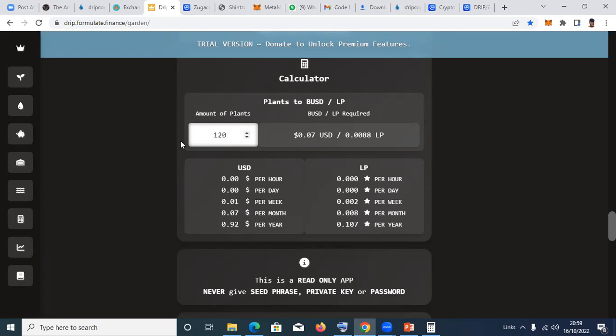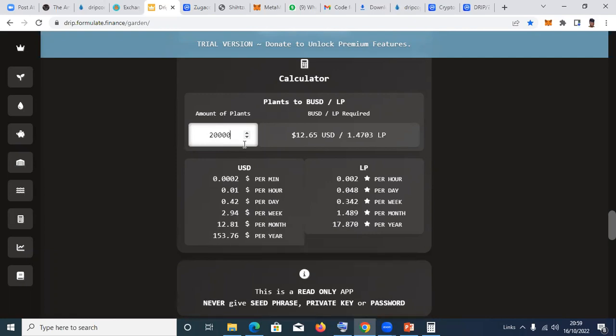I think the best way to start on the drip network, drip garden, is with at least $126. At least this one can give you $4 per day, and then per week it can give you $29 per week. And then it can give you 128.13 per month. That's on the drip garden.